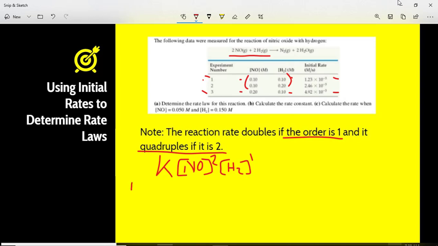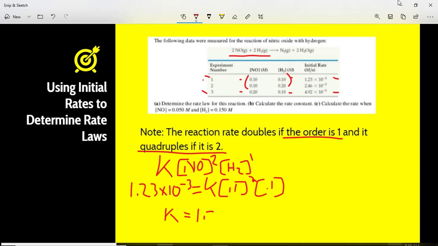So our initial rate is 1.23 times 10 to the negative third equals K times the concentration, 0.1 squared times 0.1. And now we can solve for K. It's equal to 1.23. I'm not too terribly concerned about the units at this point in time.